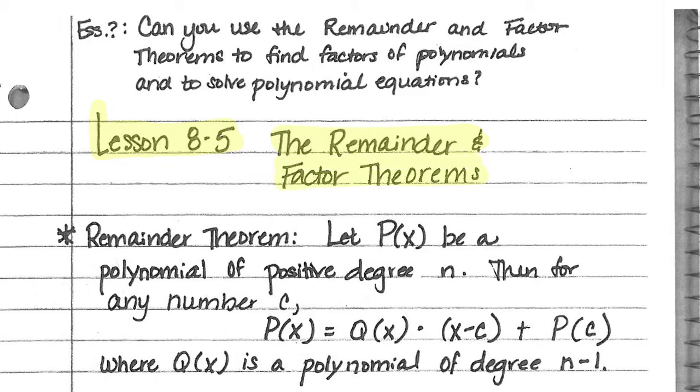Our essential question is, can you use the remainder and factor theorems to find factors of polynomials and to solve polynomial equations? So the remainder theorem tells us: let p of x be a polynomial of positive degree n. Then for any number c, p of x is equal to q of x times x minus c plus p of c, where q of x is a polynomial of degree n minus 1. That means nothing to us because it's very, very wordy.